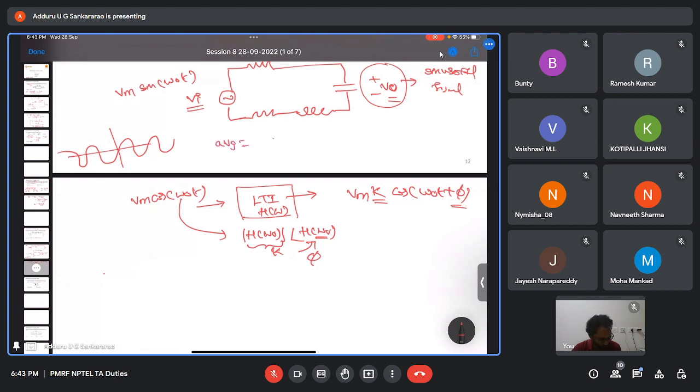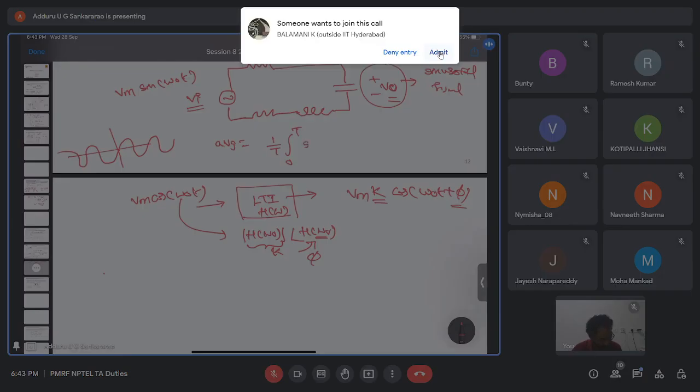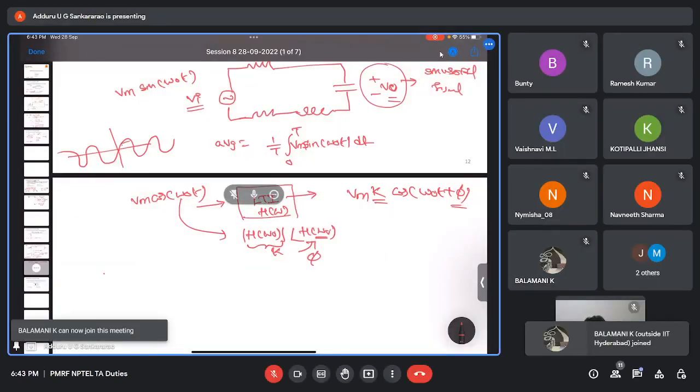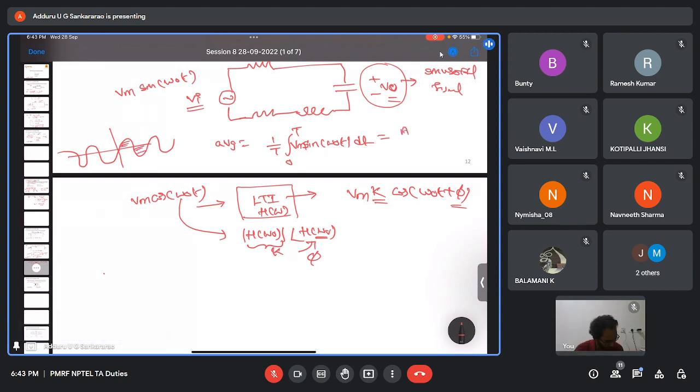I think you know this, because what is the average value? Average value is 1 by T integral 0 to T of, let us say, Vm sin omega naught t dt. Over a complete cycle, the average value is nothing but the area over one cycle divided by the time period. The positive area and negative area get cancelled, so the average value becomes zero, right? For any sinusoidal signal, the average value is zero.